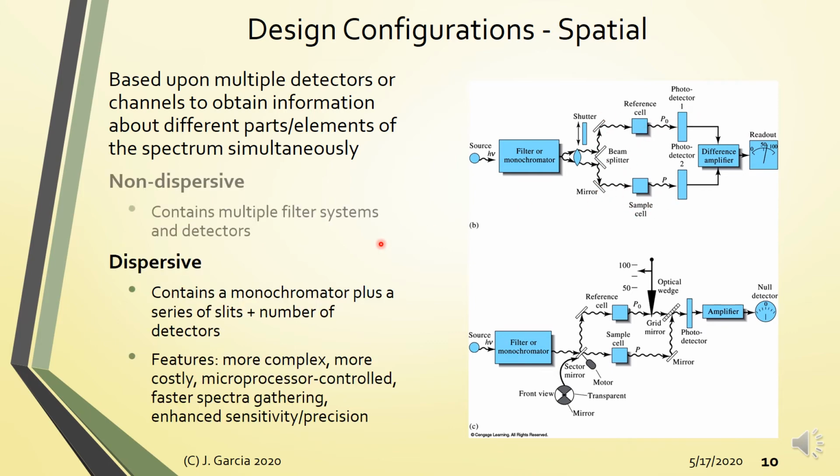But if you're using a dispersive monochromator, this will contain a monochromator plus a series of slits, and a number of detectors. Of course, this is the modern design, so this is more complex, more costly, but this is microprocessor controlled. So this enables you to get your spectra faster, and it has enhanced sensitivity and precision.